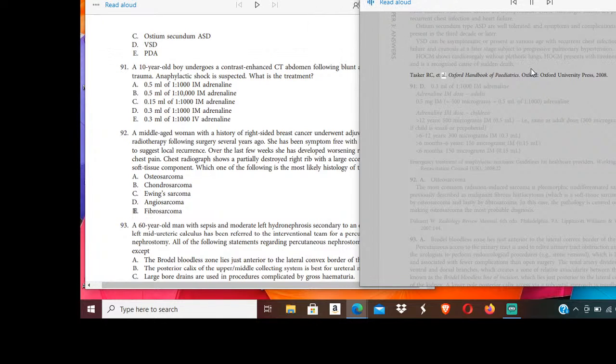Tasker RC, et al. Oxford Handbook of Pediatrics. Oxford, Oxford University Press, 2008.